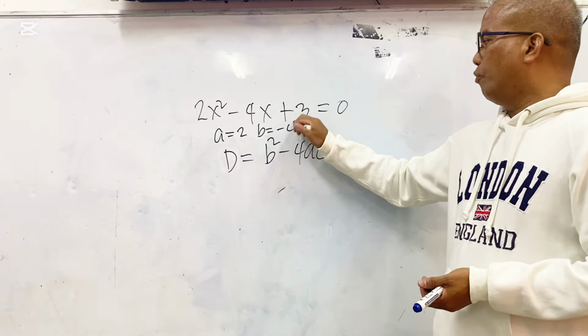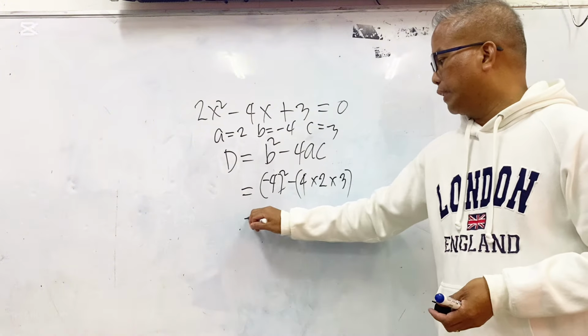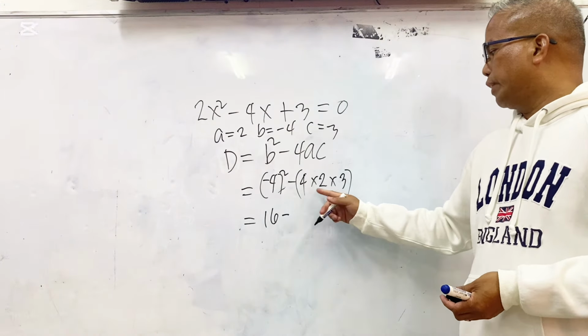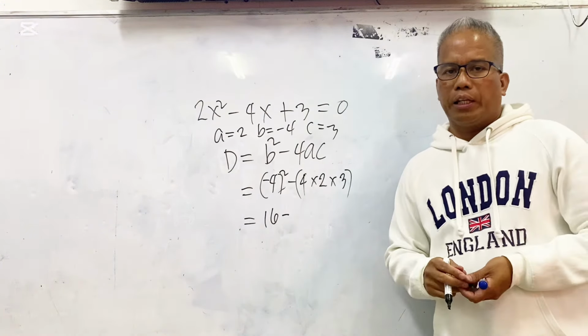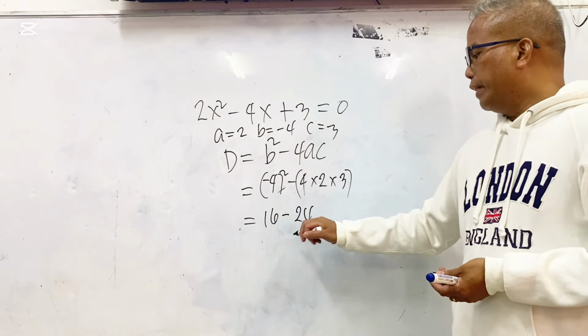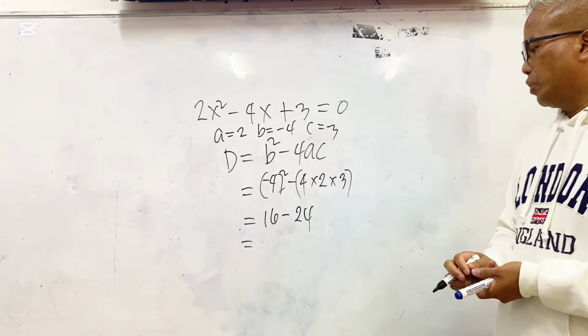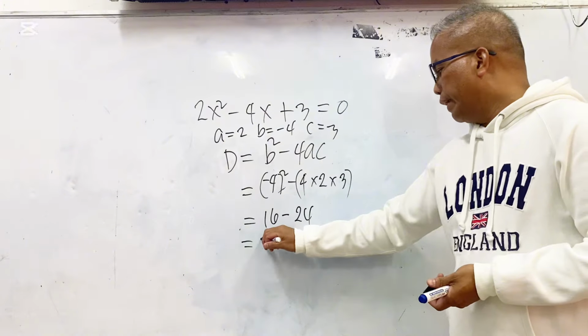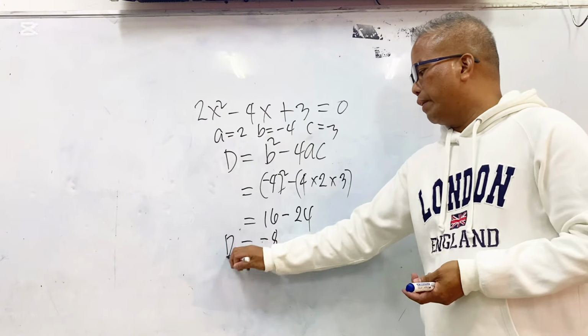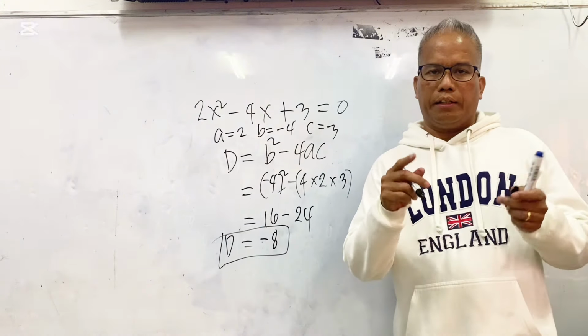Then after that, substitute into the formula of the discriminant. So we have b squared, and the value of b is -4. So -4 squared minus 4 times 2 times 3. -4 squared is equal to 16. Then minus 4 times 2 is 8, then 8 times 3 is equal to 24. Then 16 minus 24 equals -8. So the discriminant is equal to -8.